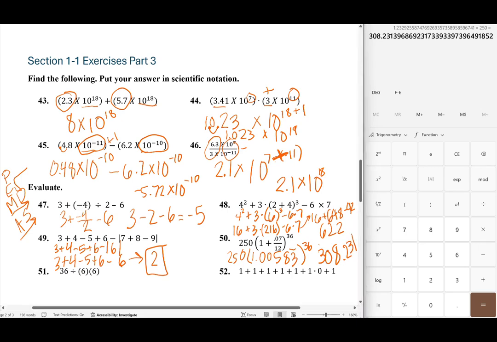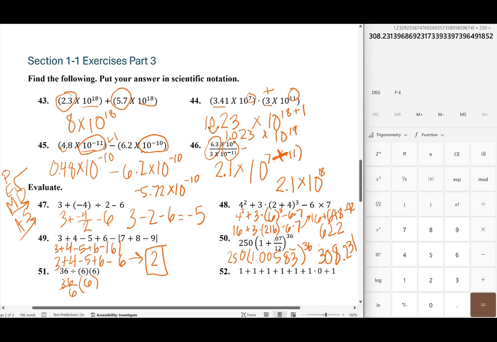Alright, 51 is another tricky one because of the order of operations. It looks like parentheses, right? We should do the multiplication over there first. But there's nothing inside of the parentheses to do. Again, it might help if we look at it left to right, like I did on number 47. We're going to go left to right. So the first thing you do is actually 36 divided by 6, and then multiply it by that last 6.